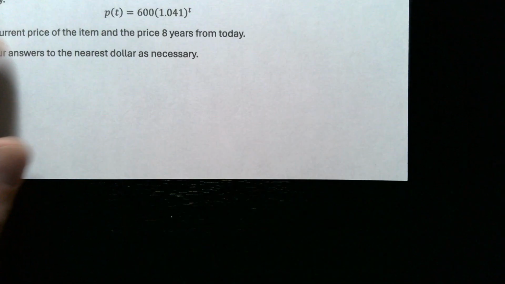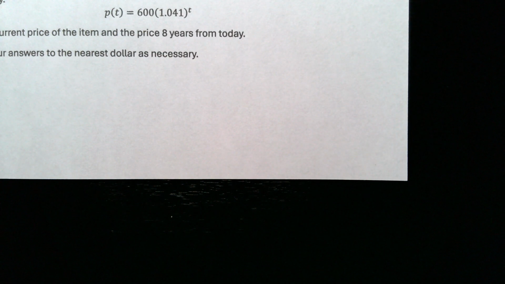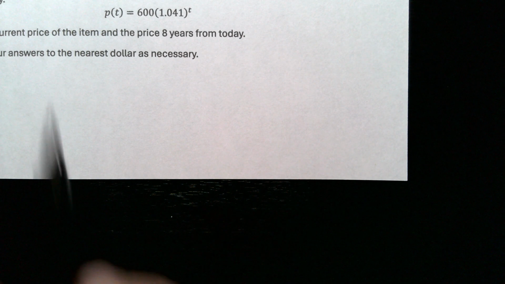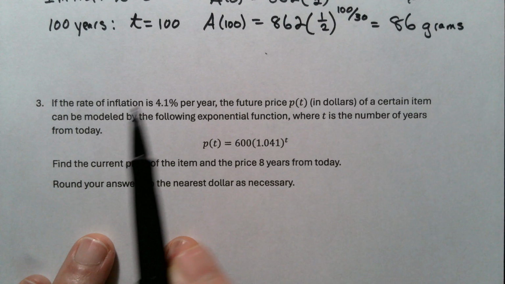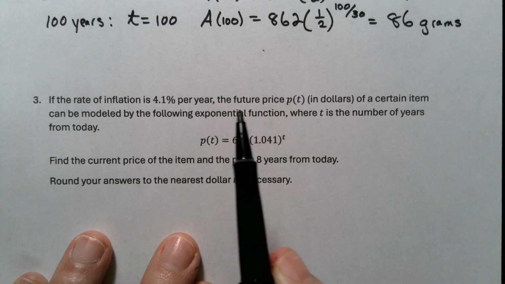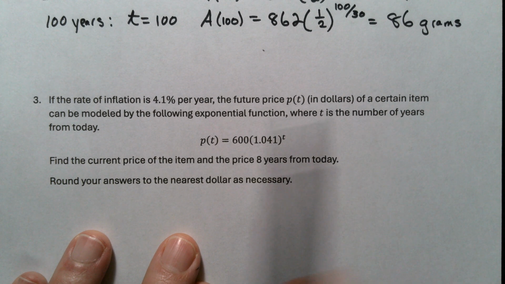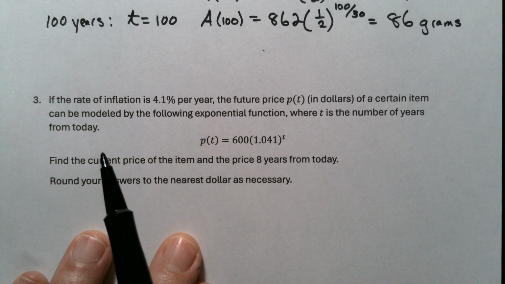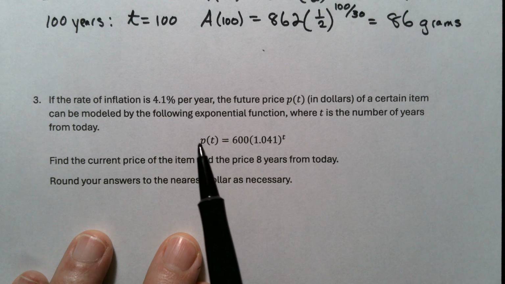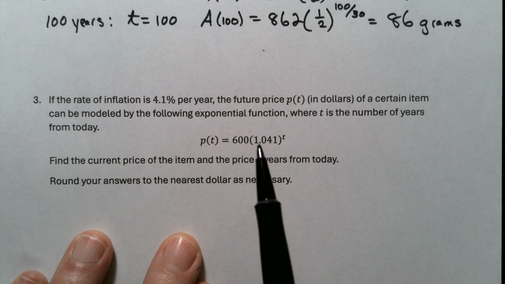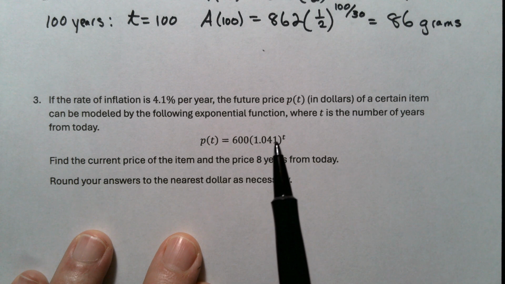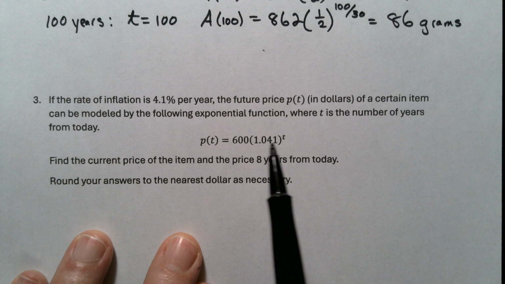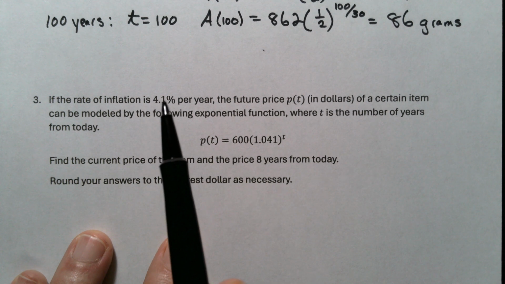Okay, let's take a look at one more. If the rate of inflation is 4.1% per year, the future price, P of t in dollars, of a certain item can be modeled by the following exponential function, where t is the number of years from today. So here's our function, P of t is equal to 600 times 1.041. This number right here came from this 4.1%.